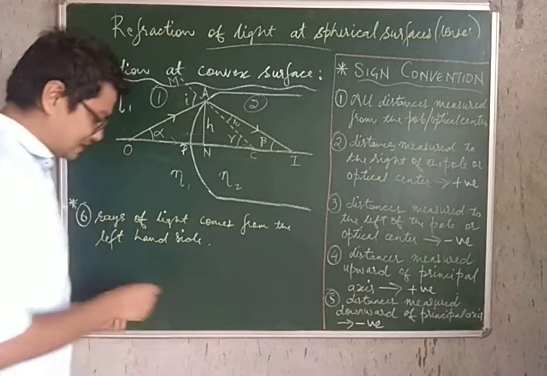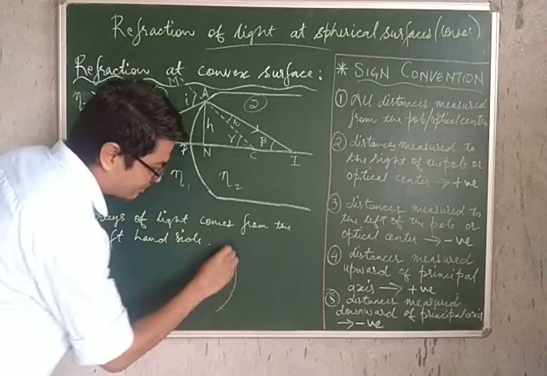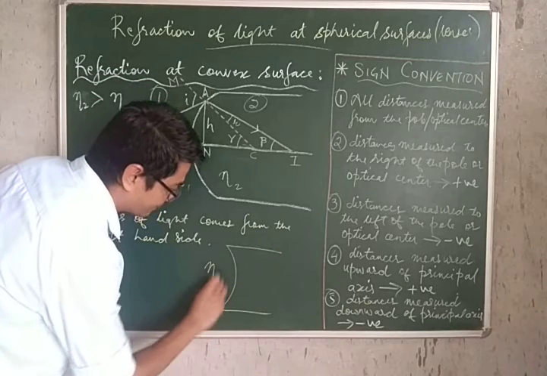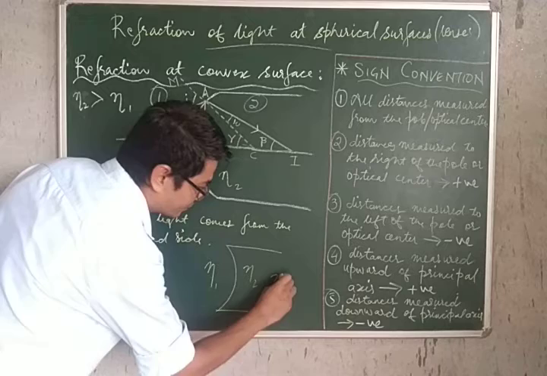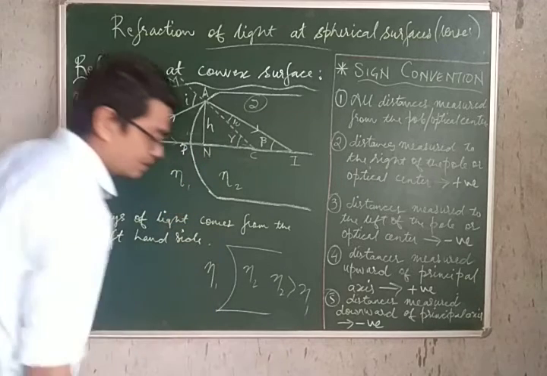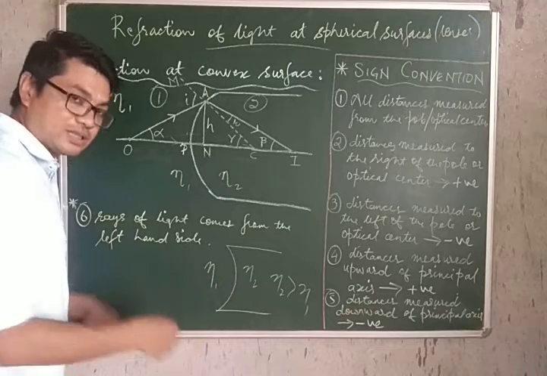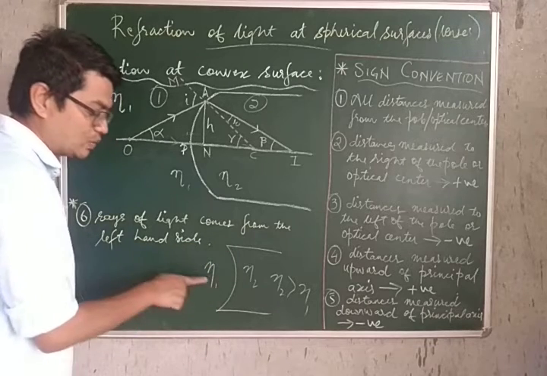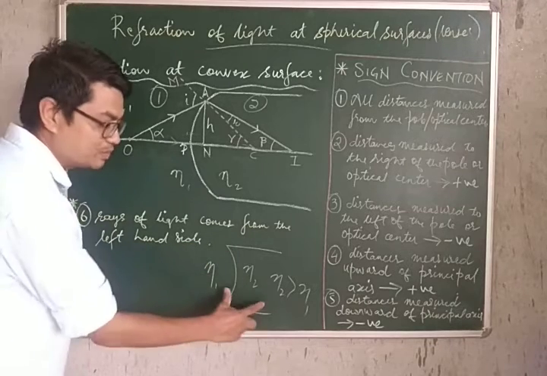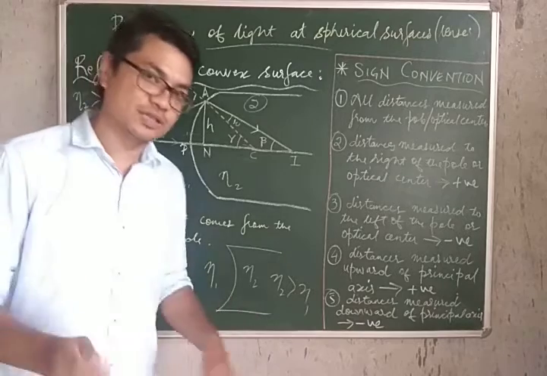We also have spherical surfaces which are concave towards the rarer medium. So this is eta 1, this is eta 2, where of course eta 2 is greater than eta 1. This is the rarer medium, this is the denser medium, but our surface under consideration here is concave towards the rarer medium. So this would be a concave spherical surface.